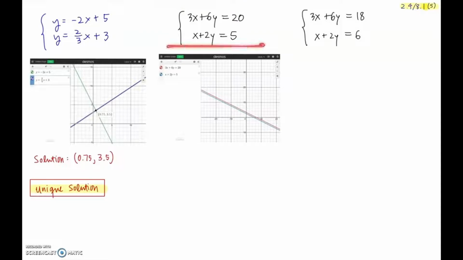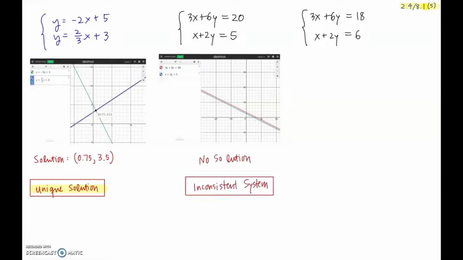So with this system, we graphed it and we found that they were these two parallel lines that were just never going to meet up. They're never going to cross. They're never going to have anything in common. So there was no solution. And the name for this type of situation is we have an inconsistent system. There's absolutely no point that would work for both equations, so it's inconsistent.